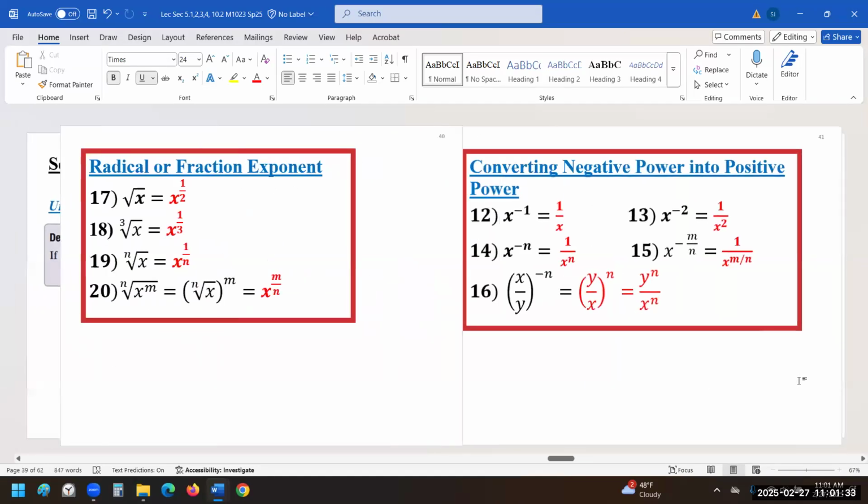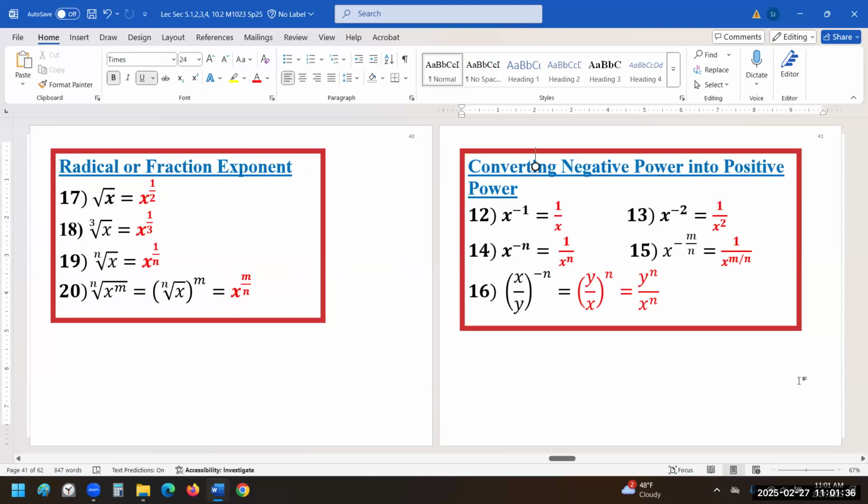Okay, so these are the new sets of rules. On the left, it says you can convert any radical into exponent powers. So if you have square root of x, this is the same as x to the 1/2 power. If you have cube root of x, this is the same as x to the 1/3 power. Nth root of x is the same as x to the 1/n power.